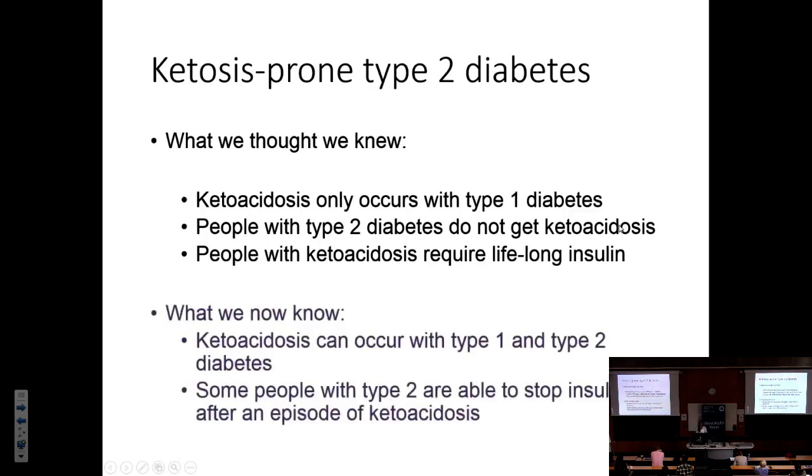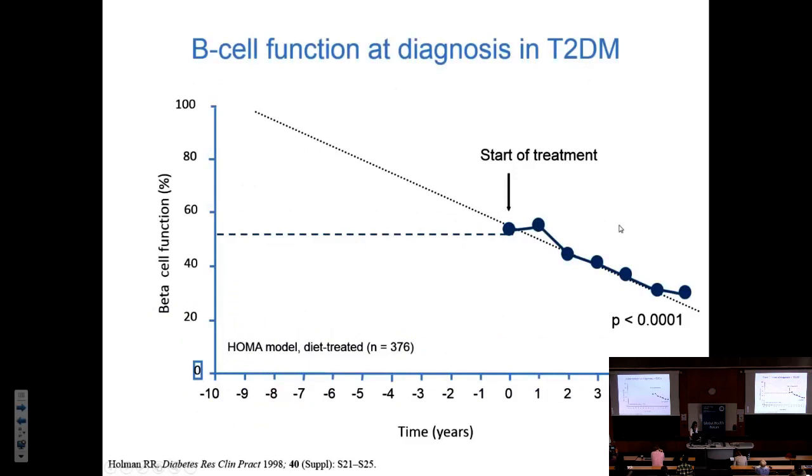What we now know is that, bizarrely, ketoacidosis can occur with type 1 and type 2 diabetes. And some people with type 2 diabetes that get ketoacidosis can come off of insulin a few months later. They don't need any treatment. They maintain normal blood sugars off treatment. This is fascinating because it turns on its head everything we thought we knew about the pathophysiology of type 2.